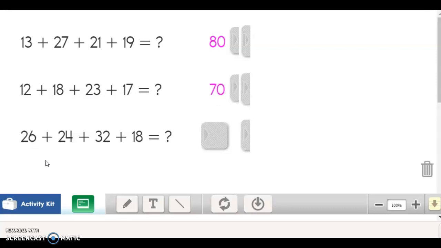Here we go. 6 and a 4 is 10. 2 and an 8 is 10. So there's 20. 20 and 20 is 40. 2 tens and 24, that's 60. 3 tens and 32, that is 90. And a 10 and 18, that is 100. Good work, friends.